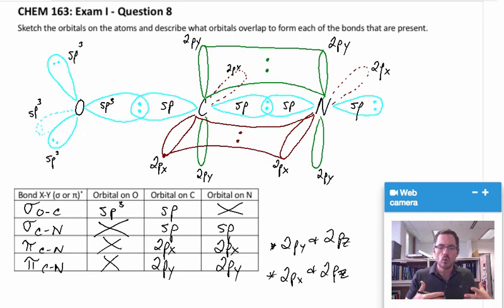But like I said, when you go through and draw these, imagination is very important, because sometimes drawing them out can be a little bit difficult to do. But this also helps you explain, when I talk about what a sigma bond is, what is that particularly, and with a pi bond, what is that as well.